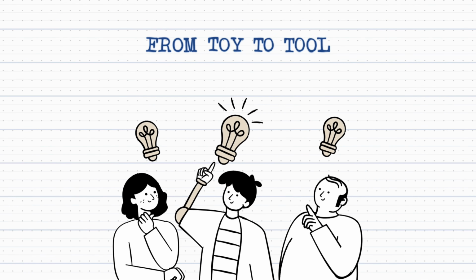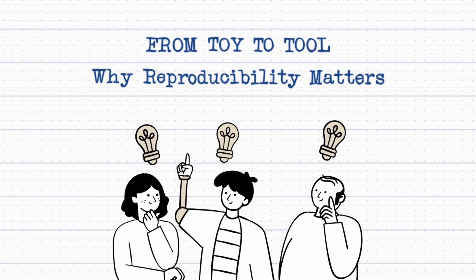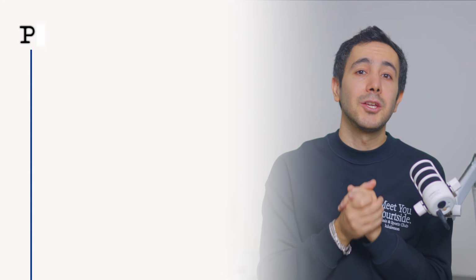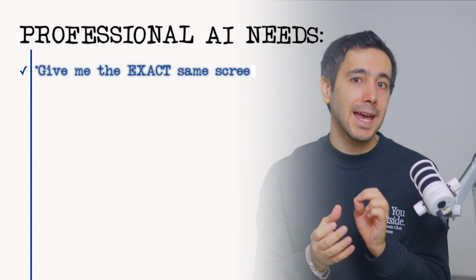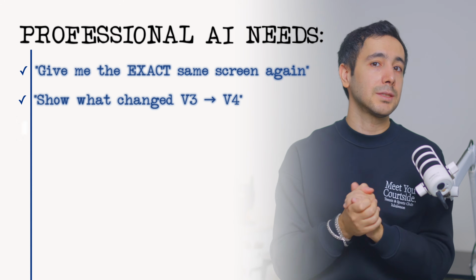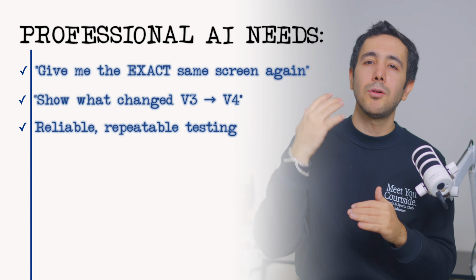Here's the one thing that matters most for anyone trying to use AI seriously: reproducibility. If you're just making images for fun, reproducibility doesn't matter. But if you're trying to integrate AI into a professional workflow, if you're working with design teams, if you're generating code from design, if you're building actual products, you need reproducibility. You need to be able to say, give me the exact same screen again, and actually get it. You need to be able to test whether a prompt worked in a reliable, repeatable way. JSON schemas make all of that possible.